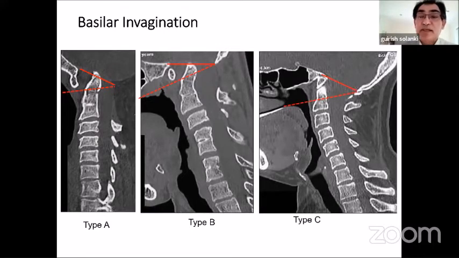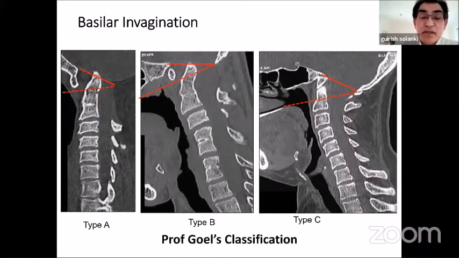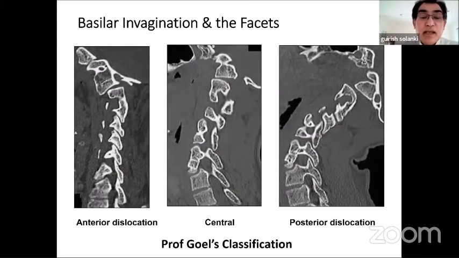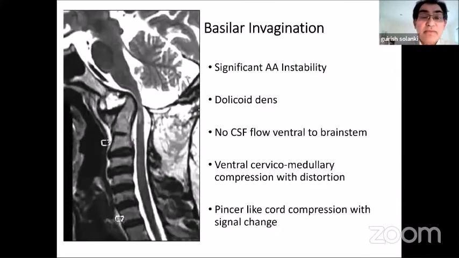Because of the platybasia, the small skull volume, and of course the contents of the posterior fossa will herniate down. So this is all hand in hand, and there are also various classifications about the facets and the function of the facets in maintaining stability, and how the facets, once they become unstable, the situation can only get worse. So Professor Goel has classified the facet instability as anterior, central, and posterior.